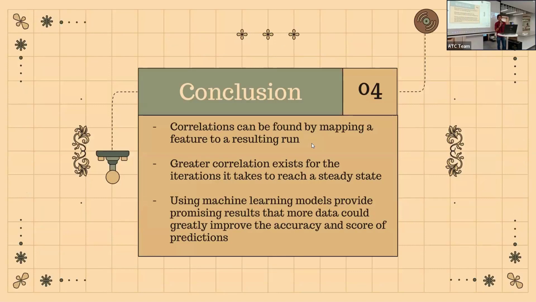We came to a few conclusions. The first is that correlations can be found by mapping a feature to a resulting run. And an even greater correlation can exist for iterations it takes to reach a steady state. And using machine learning models, we have a very, very good indication that machine learning can help us to improve the current state of the art and further improve how we do steady state performance.